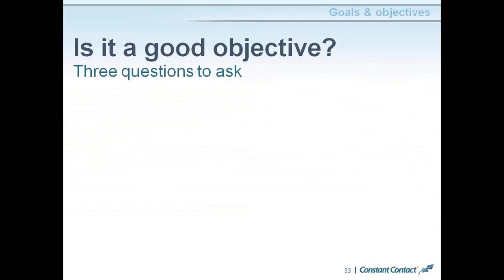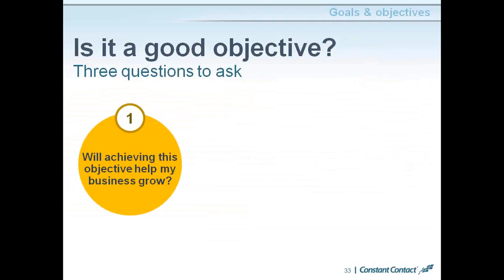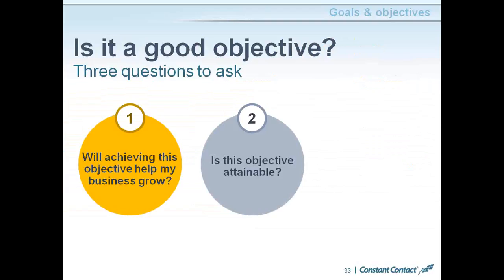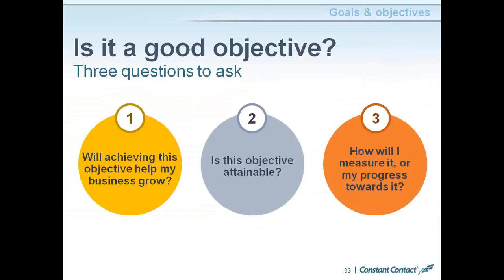Now, what you need to do is consider 3 questions that will help you take the emotion out of setting your objectives. Will achieving this objective help my business grow? That's the first question. The second, is this objective attainable? And the third, how will I measure it, or will my progress be towards it?